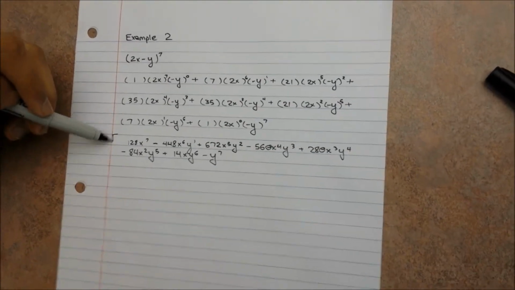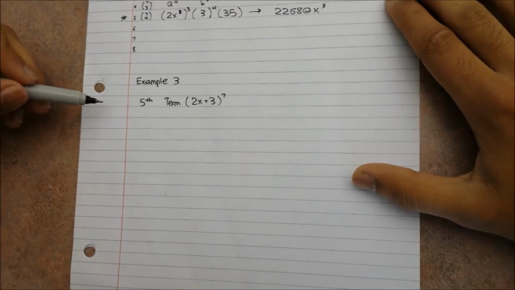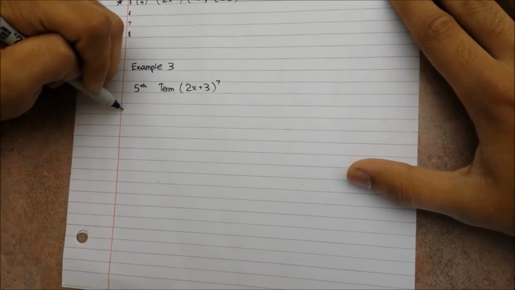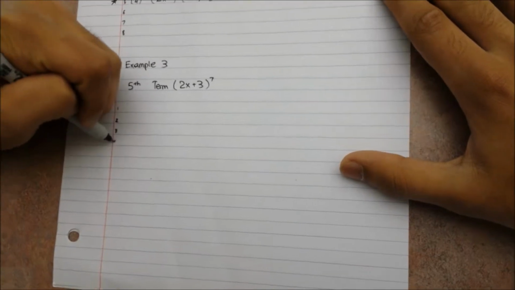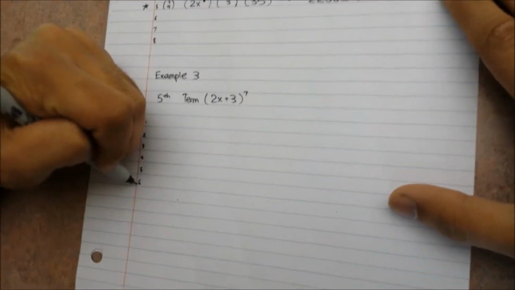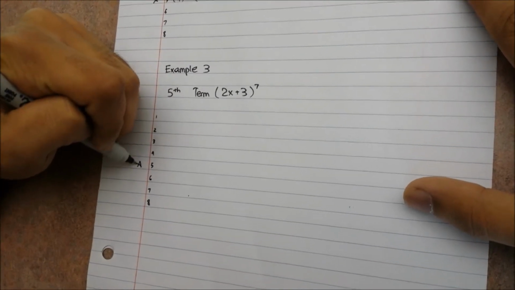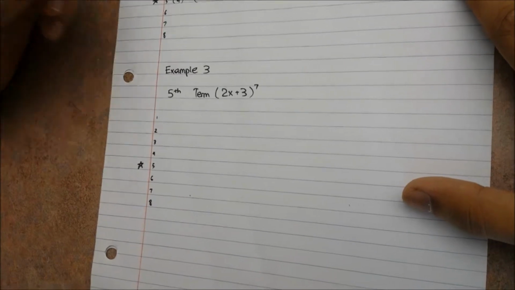That's the final expansion. Okay, so for problems like these where you're just asked to find one term, these are short and quick, so they shouldn't be a problem. What I like to do is write down my rows first, and it should be 8 rows. And since it's the 5th term, we're going to find the 5th row. And so what comes next is the combination.